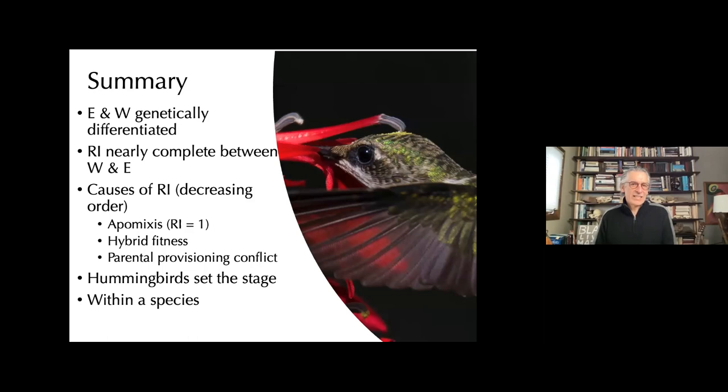We found that this reproductive isolation, therefore, can be ordered in order of decreasing importance. So the most important is apomixis, the failure of hybrid seeds to be produced, and then hybrid fitness, and then perhaps parental provisioning conflict. For all of this, hummingbirds set the stage. The different populations, the different species of hummingbirds, where they migrate, where they live, and when they live there, have set the stage for this differentiation of populations.